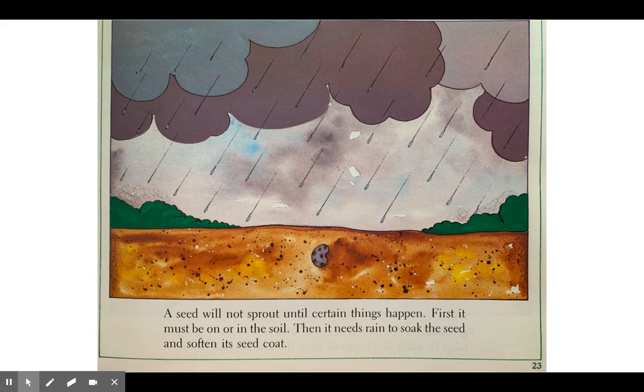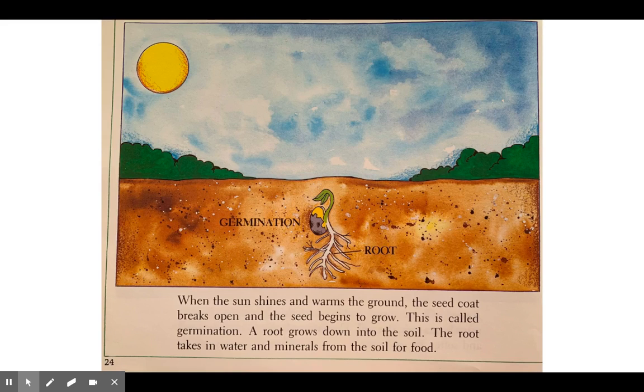A seed will not sprout until certain things happen. First, it must be on or in the soil, in the dirt. Then it needs rain to soak the seed and soften its seed coat. When the sun shines and warms the ground, the seed coat breaks open and the seed begins to grow. This is called germination. A root grows down into the soil. The root takes in water and minerals from the soil for food.